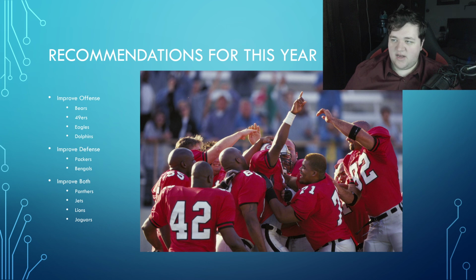And here, I just went ahead and did this. The recommendations I mentioned for this year: we've got the improved offense for the Bears, 49ers, Eagles, and Dolphins, and the improved defense for the Packers and Bengals, and teams that need to improve both are the Panthers, Jets, Lions, and Jaguars. So all that information is there.